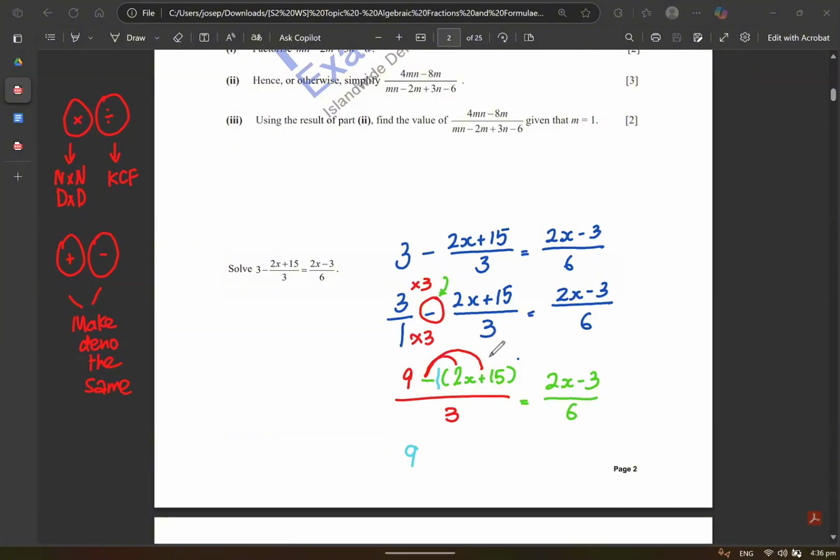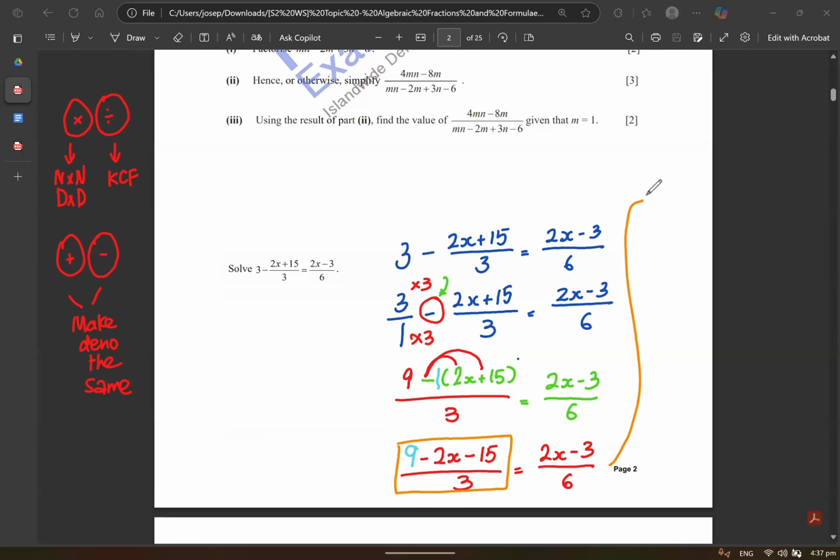9 minus 2x minus 15 over 3 equals 2x minus 3 over 6. Is this something that you can understand? Yes. Solve whatever that you can over here first. I'll continue from here, okay? 9 minus 15, how much is that? -6. Minus 2x. So -6 minus 2x over 3 equals 2x minus 3 over 6.